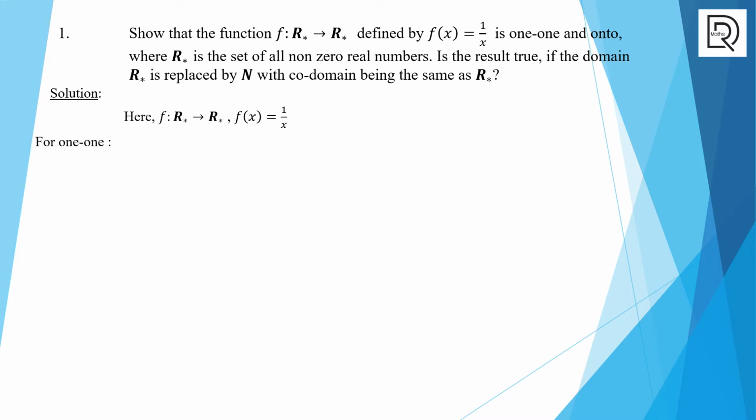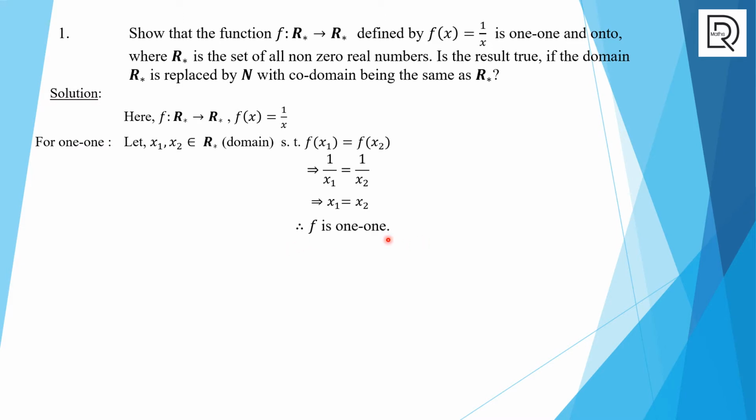So for one-one, first of all, we'll let x1, x2 belongs to R star such that f of x1 equal f of x2. So we take 2 points from the domain of the function such that their images are same. If we find out these two elements are same, then we can say our function is one-one. So this implies 1 by x1 equal 1 by x2. So after cross multiplication, we get x1 equal x2. So by definition of one-one function, we can say our given function is one-one. So therefore f is one-one.